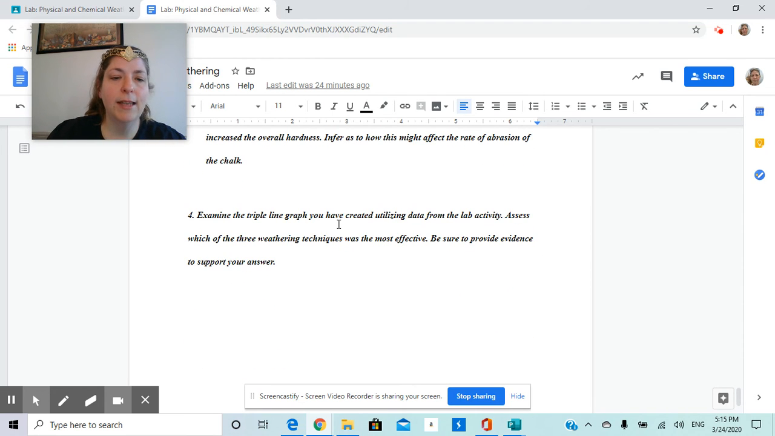And number 4, examine the triple line graph you have created utilizing data from the lab activity. Assess which of the 3 weathering techniques was the most effective. Be sure to provide evidence to support your answer.